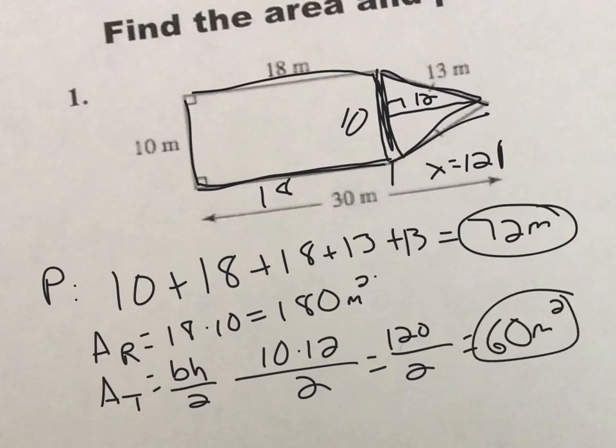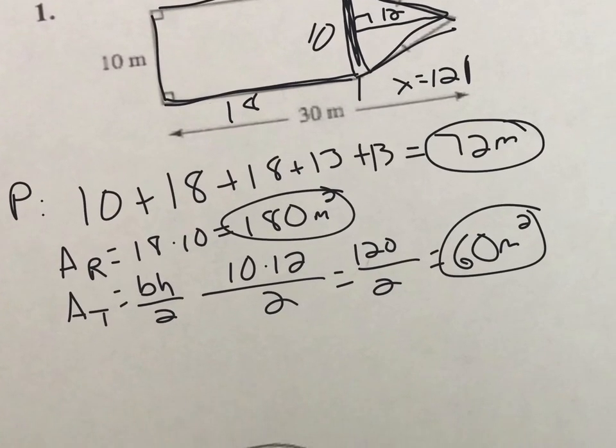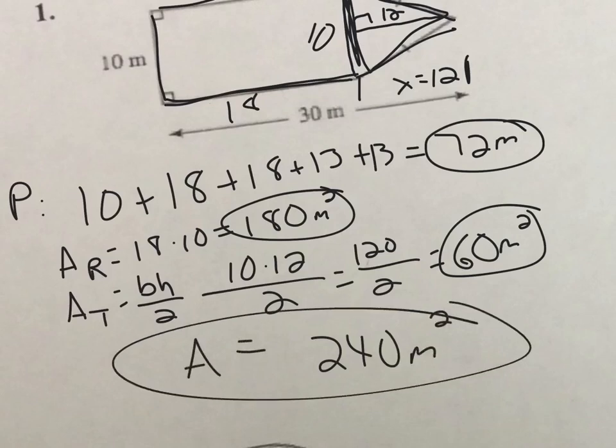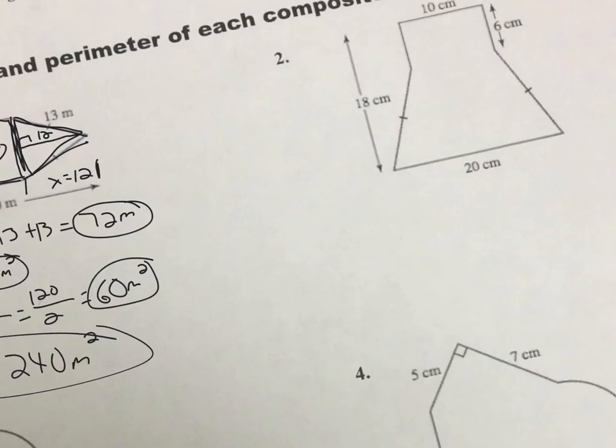Then you take these two to get the area of the whole thing, and we combine and add them. So 180 plus 60 is 240 meters squared. That's the area of those two figures together, the composite figure, the whole thing. Alright, let's go to number 2.